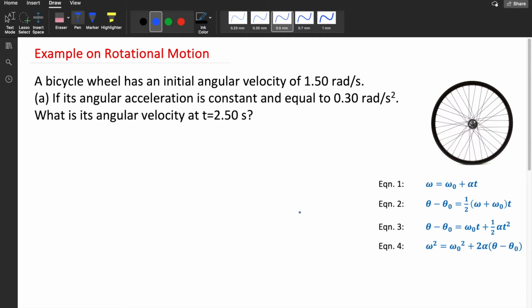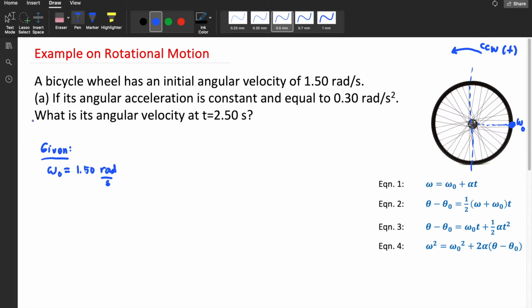Okay, so an example on rotational motion: a bicycle wheel has an initial angular velocity of 1.5 radians. So we have here a given omega naught, which is 1.5 radians per second. Let us assume that at this point the initial velocity is located here, omega naught, and that counterclockwise is a positive rotation.